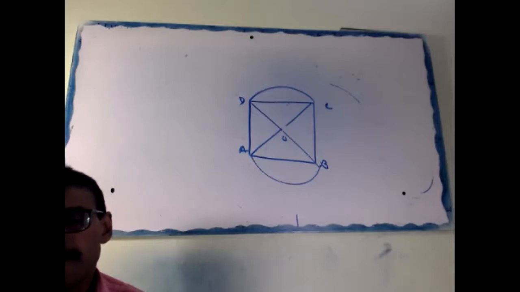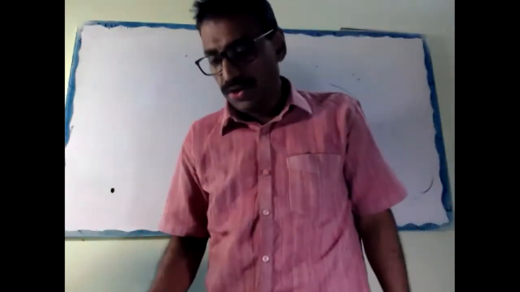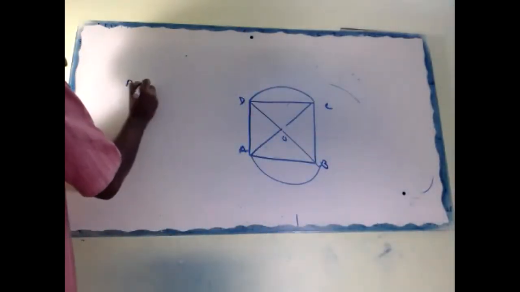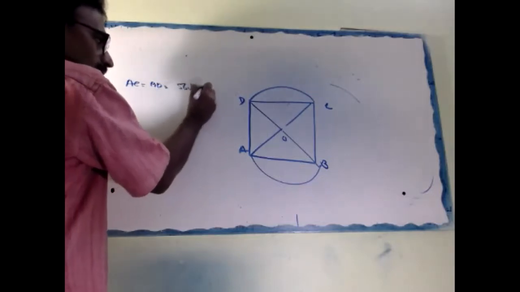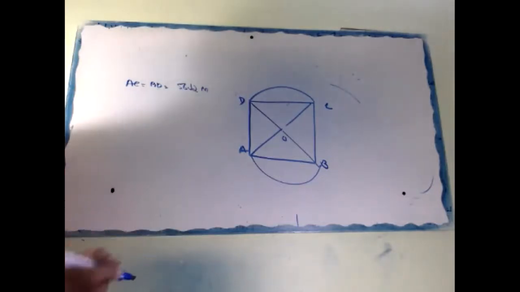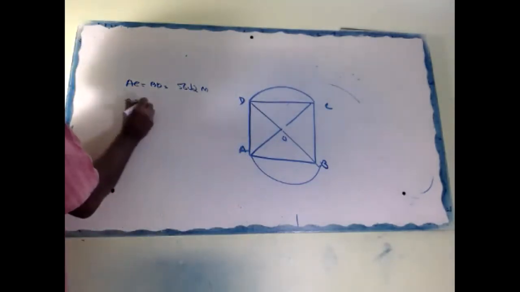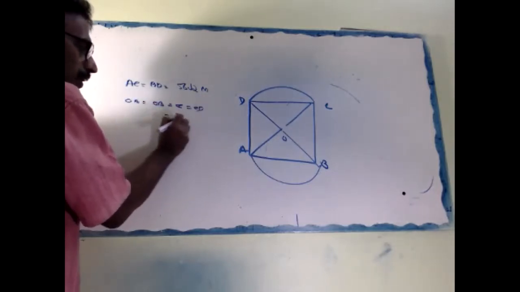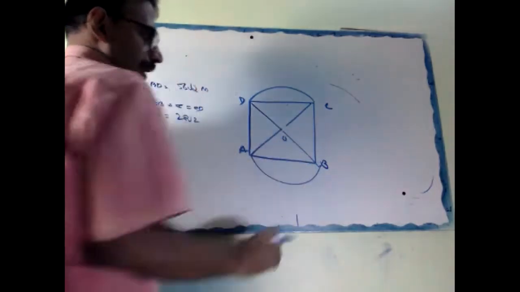Roshan, okay? Okay, now we'll start looking at it. First of all, we are going to find AC. AC equal to BD equal to 56 root 2. Why? Diagonal of a square is side into root 2. Therefore, OA equal to OB equal to OC equal to OD equal to 28 root 2. Okay, now look at here.